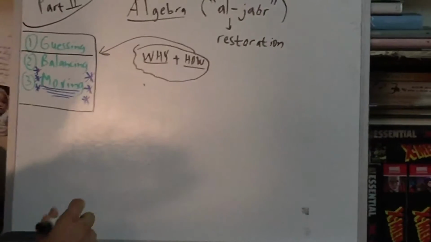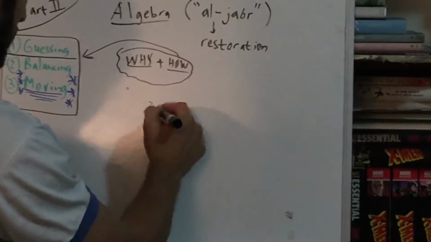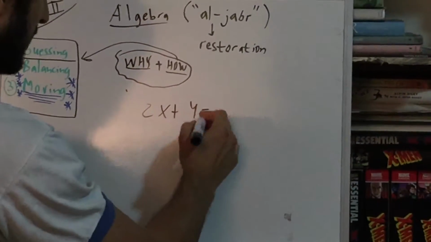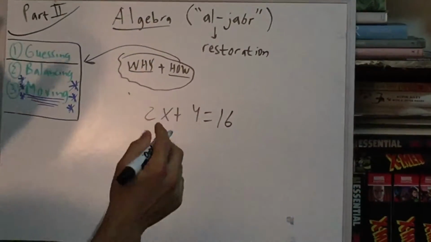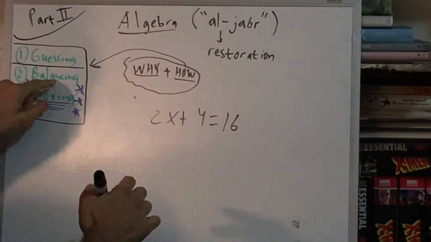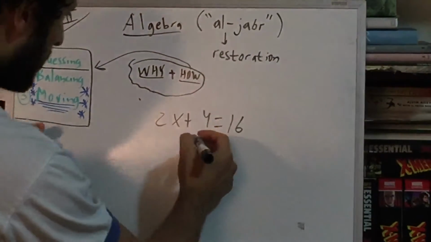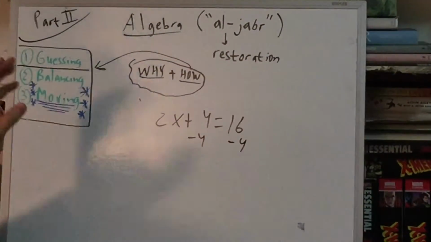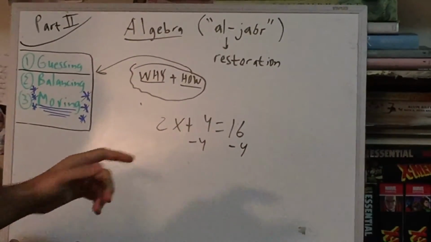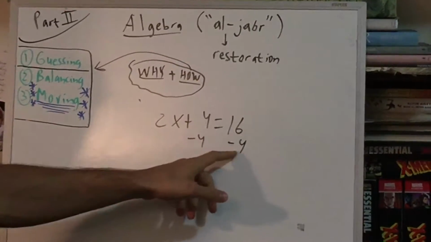So let's see what the moving method is. So let's go back to this problem. 2x plus 4 equals 16. All right, so the balancing method says whatever we do to both sides of the scale. So minus 4, minus 4. Now let's think about this. Why do we write 2 minus 4s?